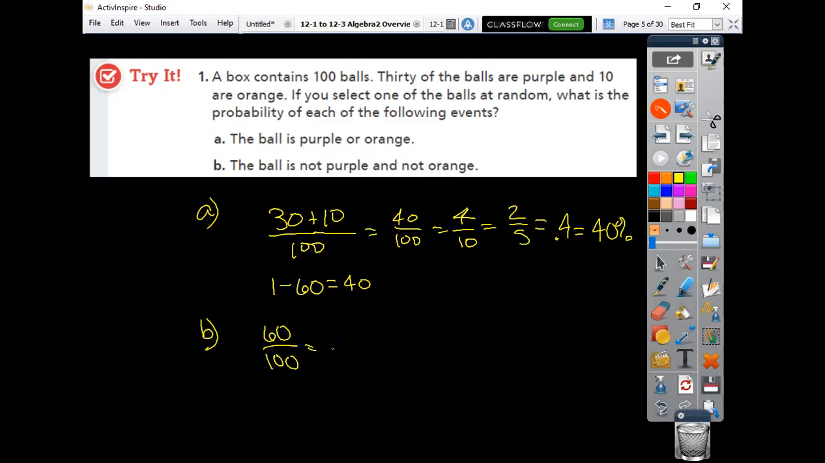So that would be the 6/10 if you divided both by 10, 3/5. It could be that is 0.6. You could put that as the 60%. And so it could be the complement to the 40%, which would be the 1 minus 40%. Also would give you the 60%. All right, let's move on.